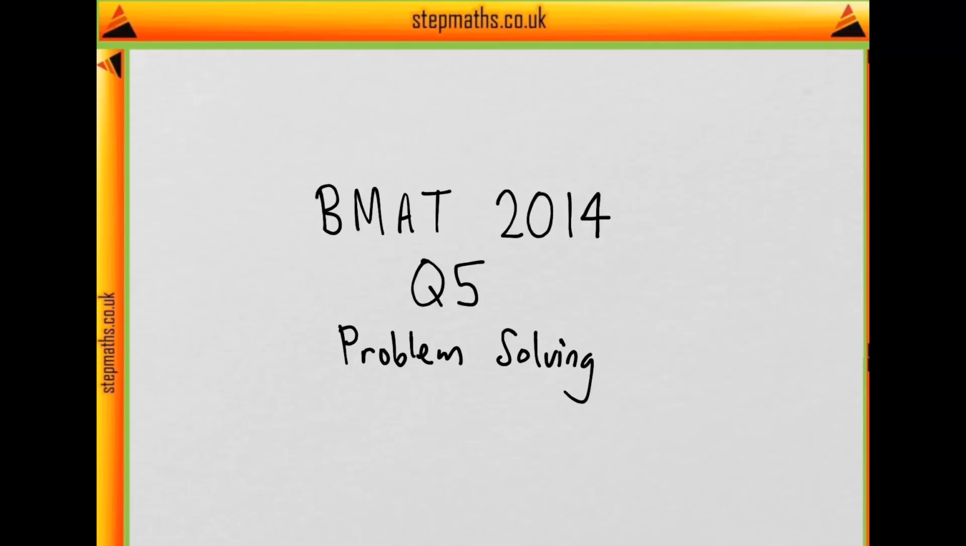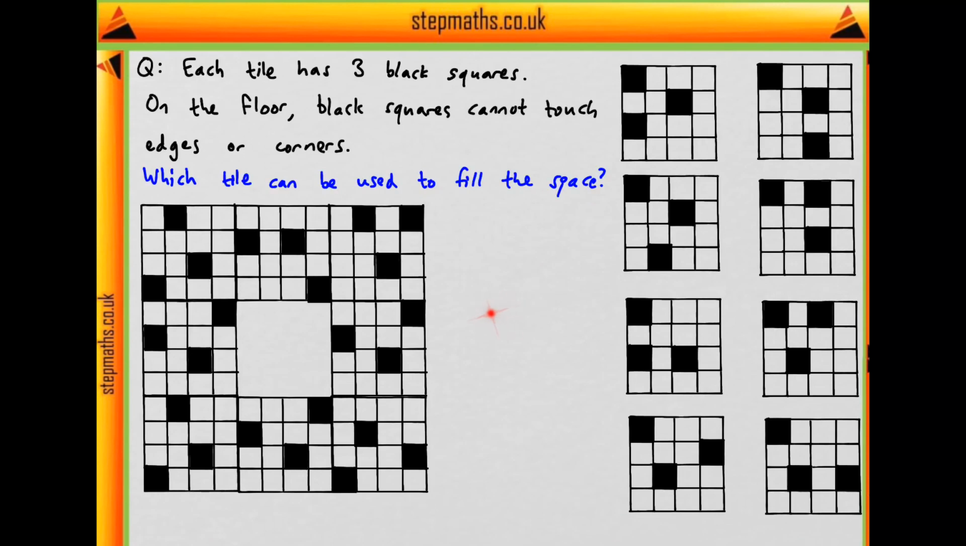This is question 5 on problem solving from the 2014 BMAT. So we're told that on this floor design, each tile has 3 black squares. And on the floor, the black squares cannot touch edges or corners. And so therefore, which of these tile options can be used to fill the space while following this rule?